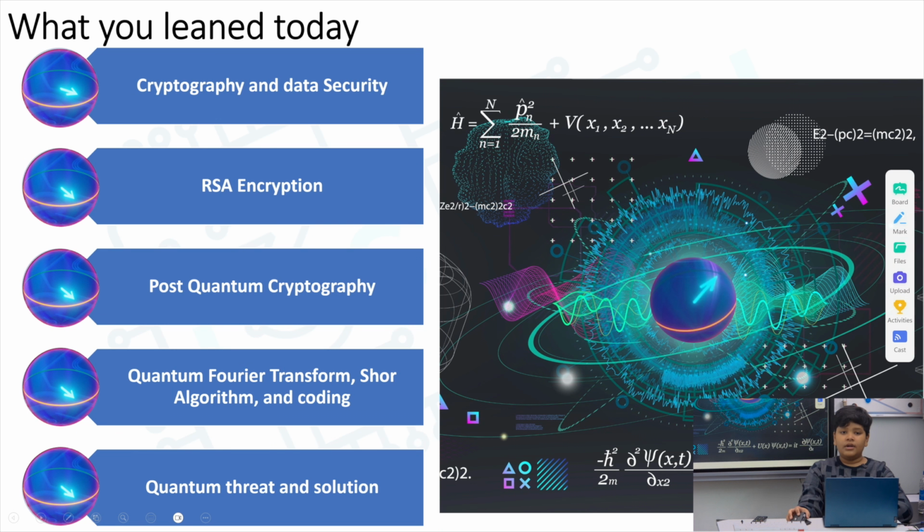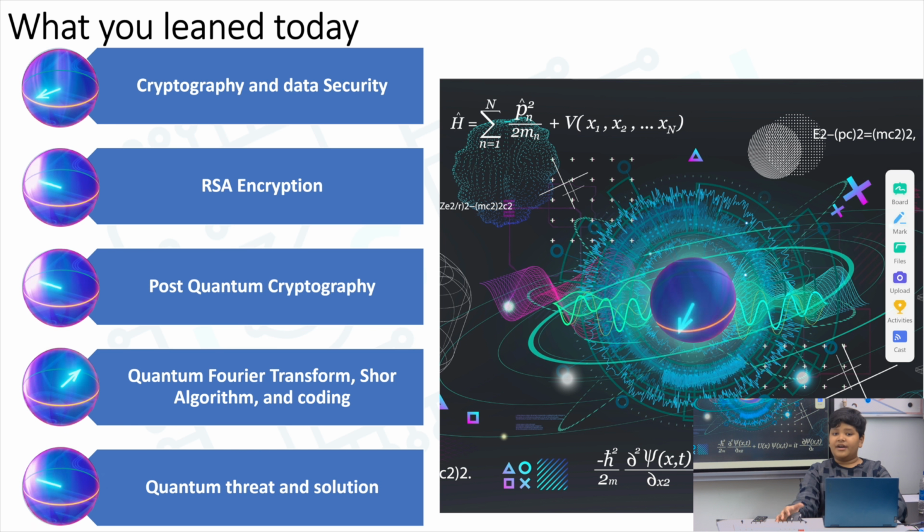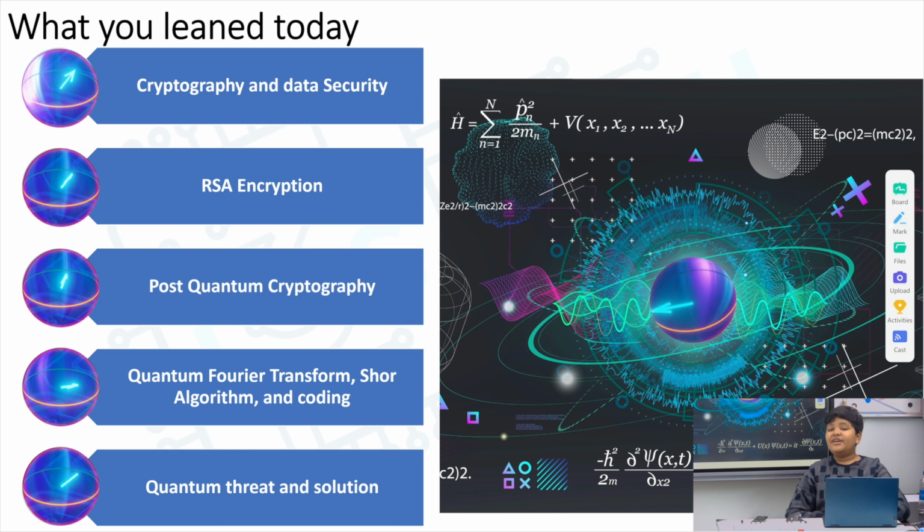So now what have we learned today? We have learned how cryptography enables secure communication over public channels, relying on mathematics rather than secrecy. We learned why RSA encryption is secure for classical computers. We learned that quantum computers change this assumption. We learned how Shor's algorithm can break RSA. We learned why post-quantum cryptography needs to be implemented fast. And finally, we learned about the quantum Fourier transform.